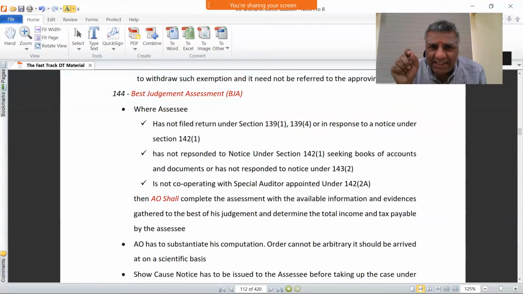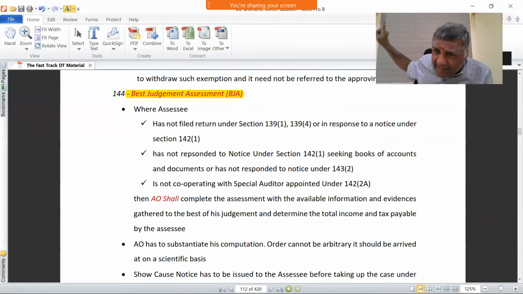Where the assessee fails to cooperate, once more, where the assessee fails to cooperate, then comes best judgment assessment. This is also there in faceless assessment. I am going to talk about BJA also in faceless assessment. This is also moved there. So overall we will understand it soon.